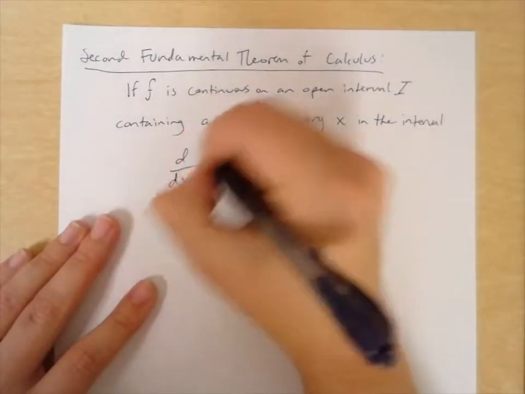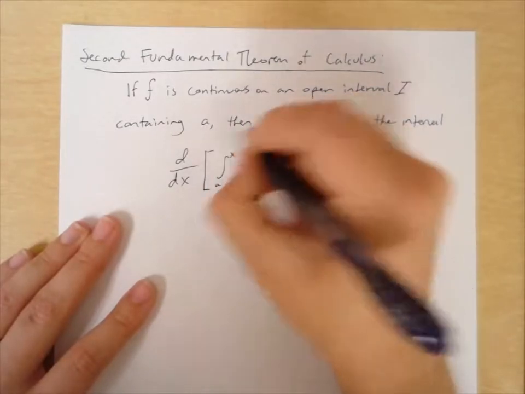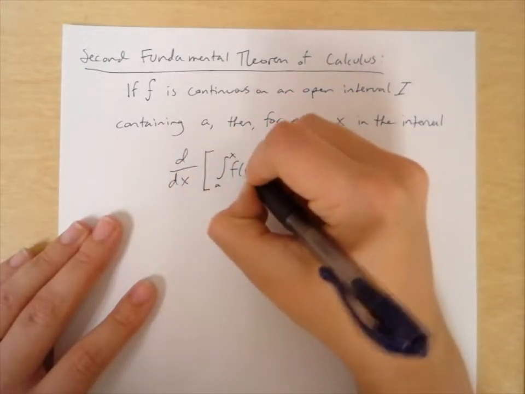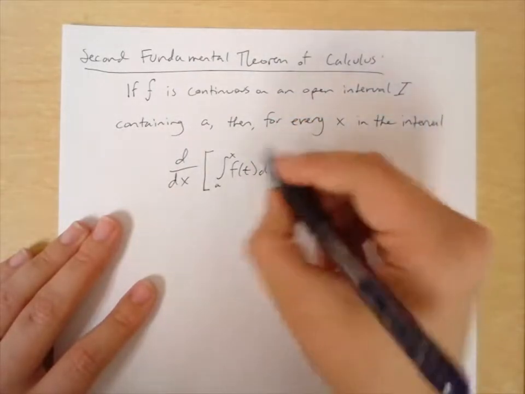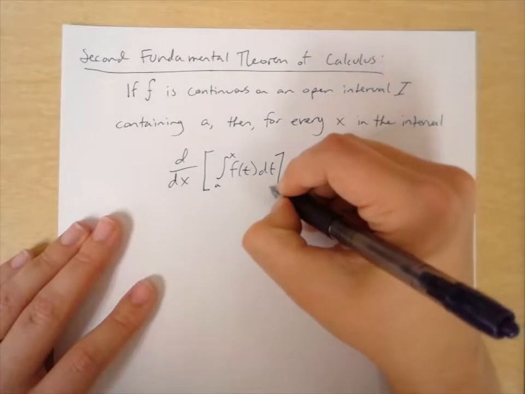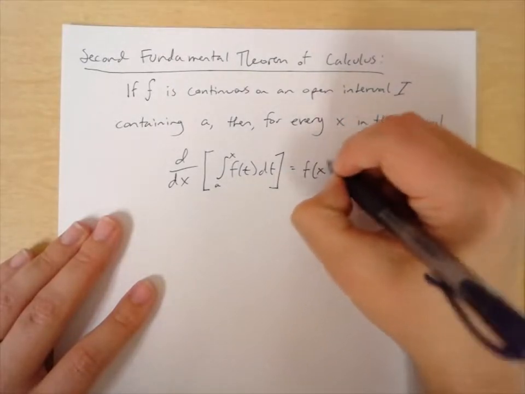We can say that the derivative of an integral from a to x of some function of a different variable than x, so for example t, is equal to that function evaluated at x.